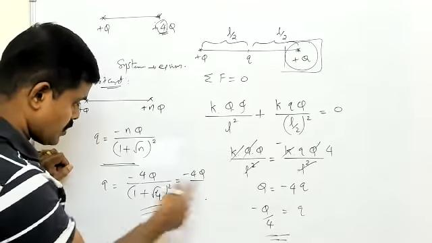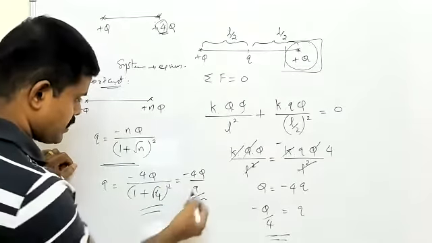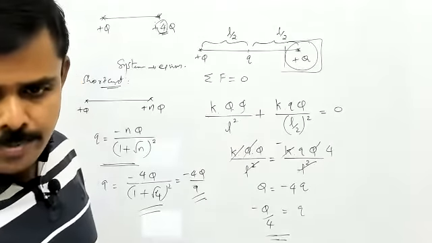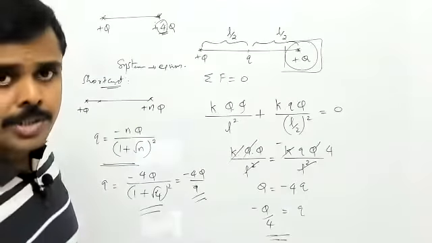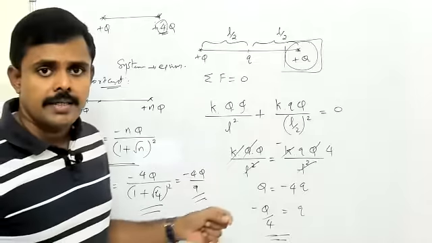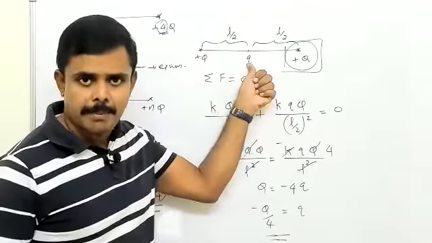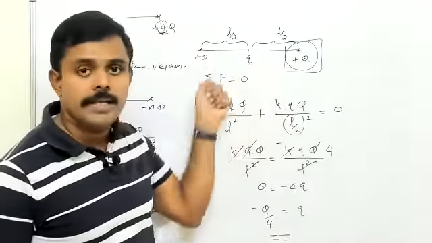2 plus 1, 3. 3 square is 9. So the answer is 4q divided by 9. Is that clear? Anybody needs repetition? This is a very, very important question. They are asking to find the charge to be placed in the middle so that the system is in equilibrium.